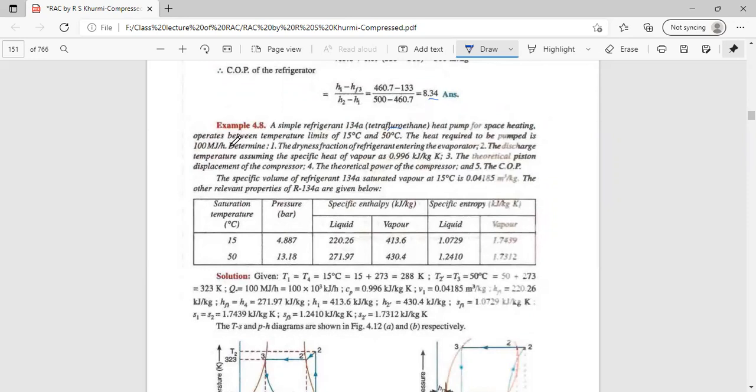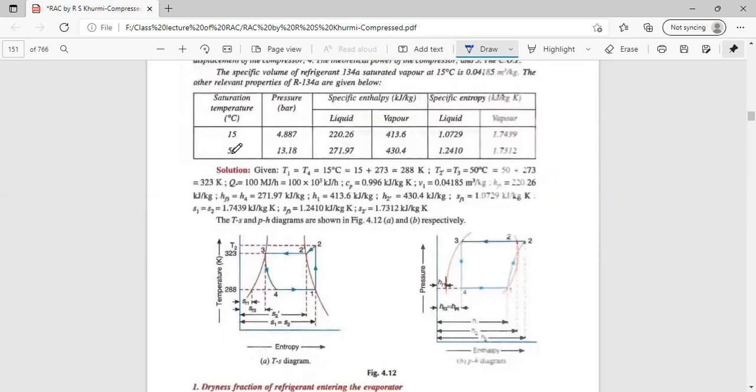The heat required to be pumped is given as 100 megajoule, which is 100 to the power 3 kilojoule per meter, and Cp, the coefficient of thermal specific heat of the refrigerant, is 0.996, and the specific volume is given.